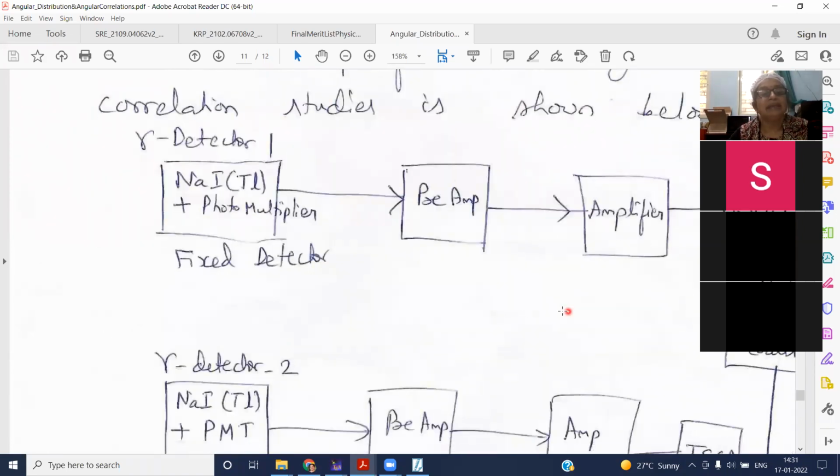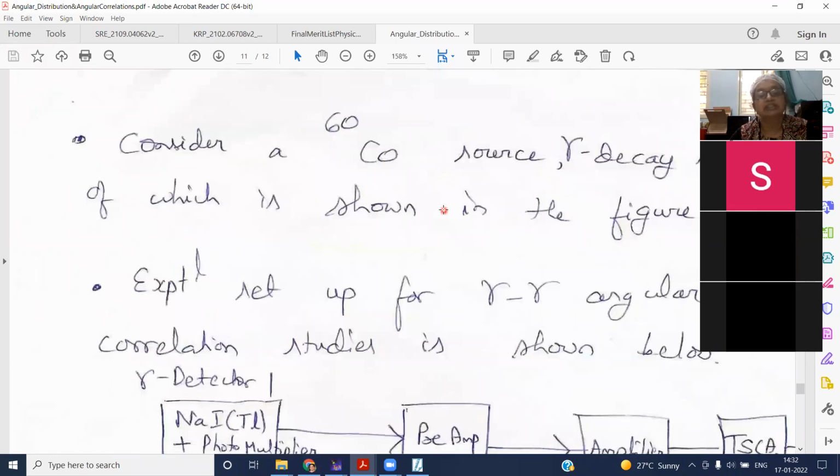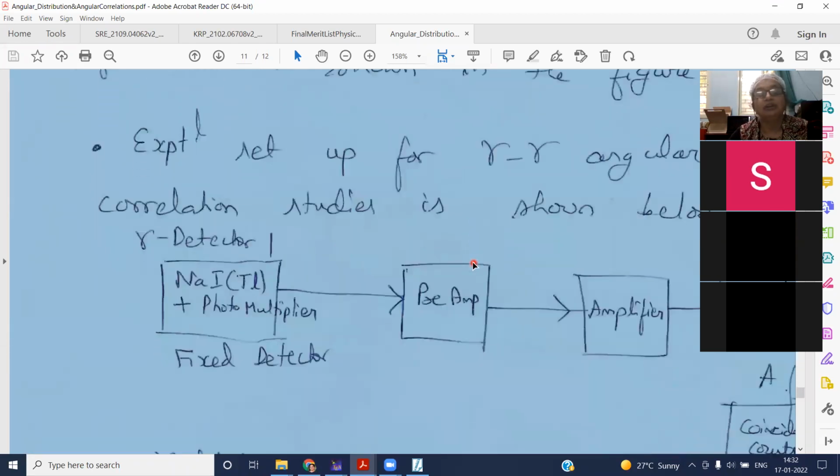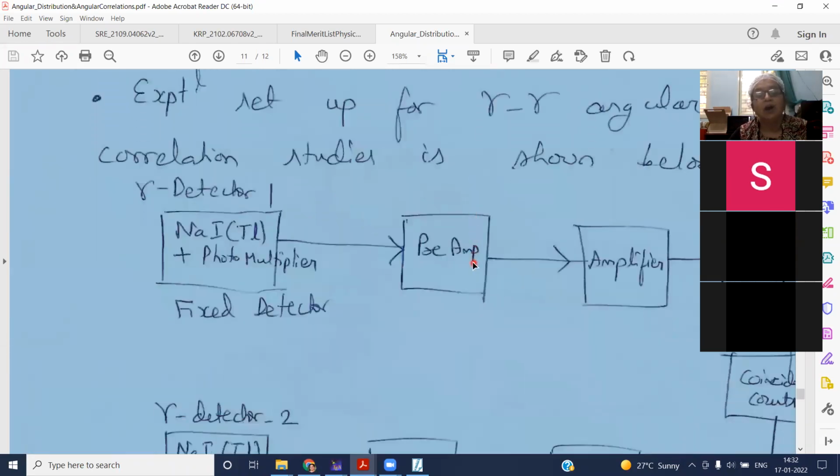I will keep a detector 1. This detector 1 is whatever you have in your laboratory. Let us say sodium iodide activated with thallium, with a photomultiplier. And I say this is a fixed detector. I fix it in one place. And then I do have a preamplifier. As usual, you have all those things in your setup in the laboratory. I'm showing a block diagram of this kind. So it is a preamplifier and then an amplifier.